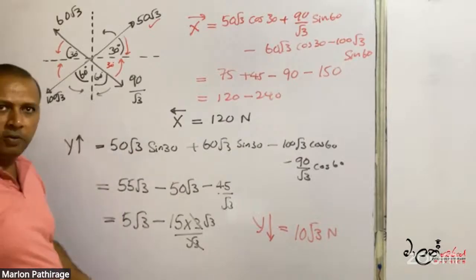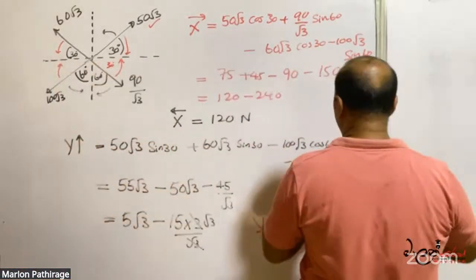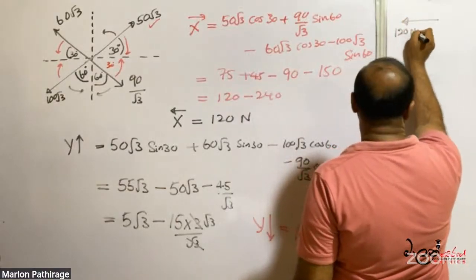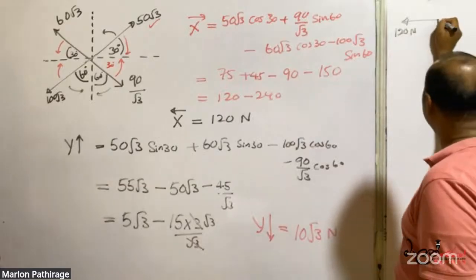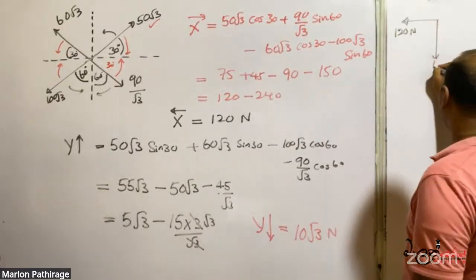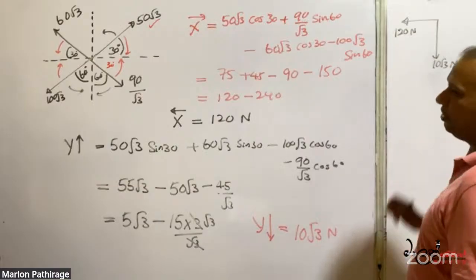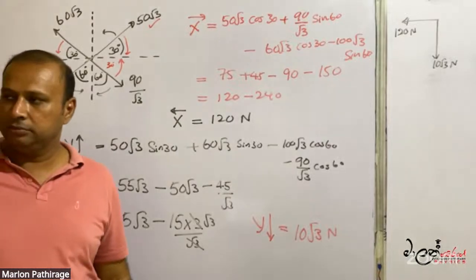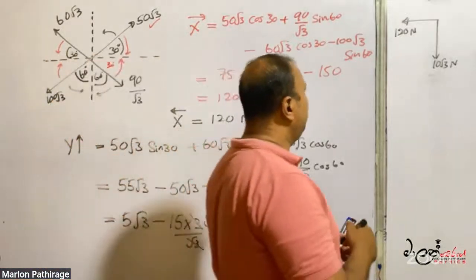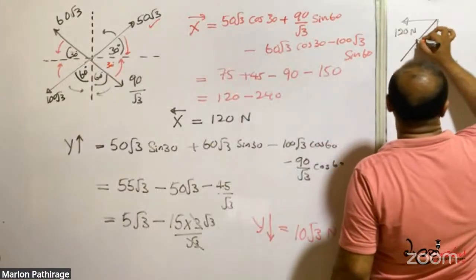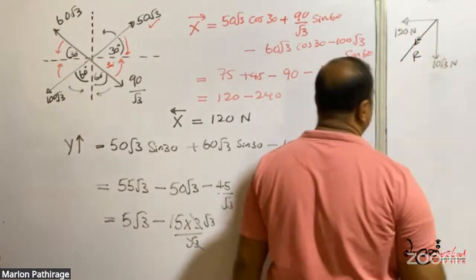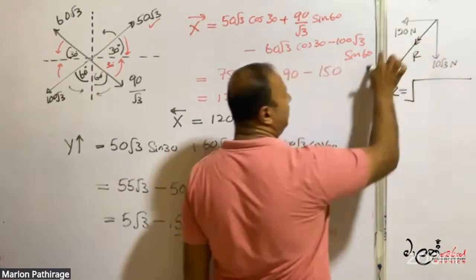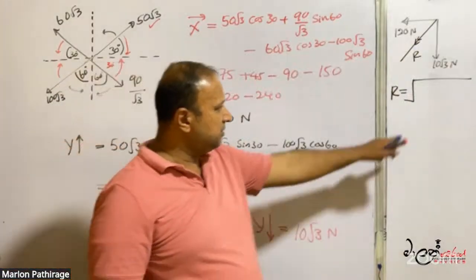Now I can draw these two vectors, two forces. One is 120 Newton force into this direction. The other one is 10 root 3 Newton into this direction. Therefore, definitely R should be into this direction. Therefore, R is equal to square root of this one plus the square of this one.